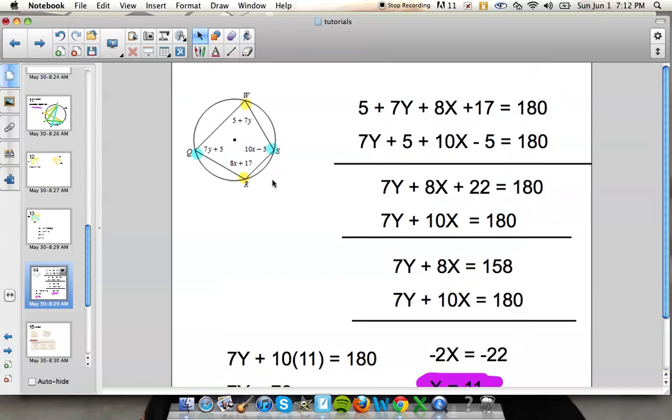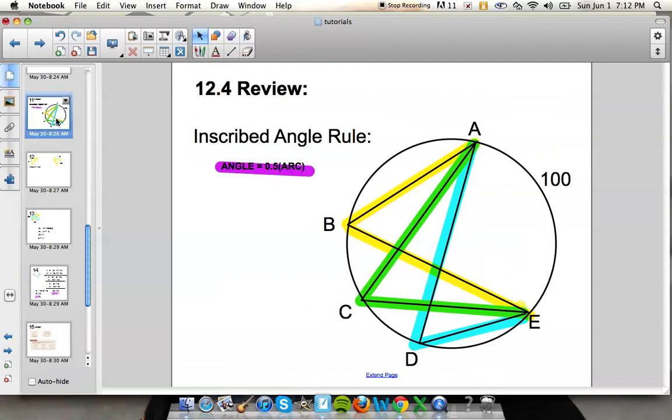So the main thing you need to remember about 12.4 inscribed angles: just get a highlighter out, get a marker, get a pen, do something. That's going to help you solve those inscribed angles. Inscribed quadrilaterals, opposite angles always add up to 180 degrees. And the inscribed angle rule, do not forget that. Angle equals 1/2 the arc.